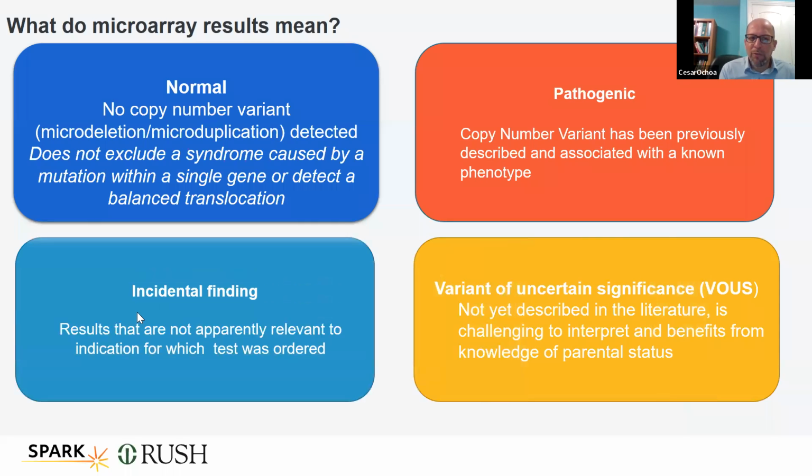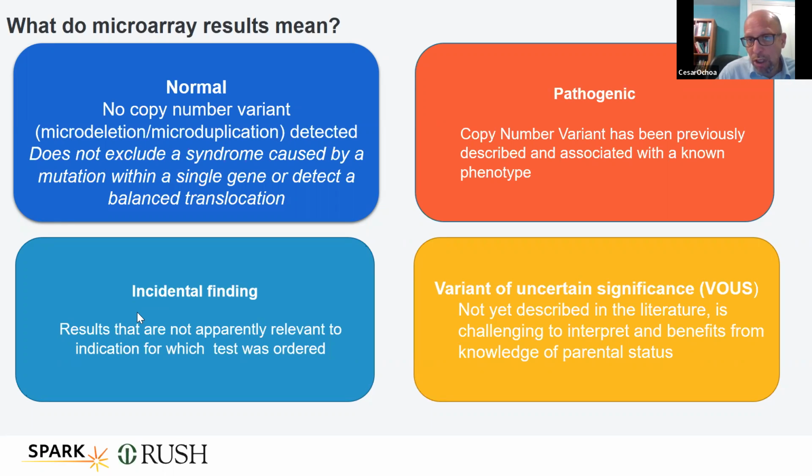So what kind of results do you get? I mentioned that the yield to find something is 10 to 20%. So sometimes you get a microarray or a whole exome sequencing and it says normal. We didn't find anything. So what does normal mean in a genetic test? It means that they didn't find it. It doesn't mean that this child doesn't have a genetic variant behind their autism. It means that they couldn't see it with the technology that we have at this time. But maybe down the road, with better technology, we'll be able to pick it up. But at this time, we can't.